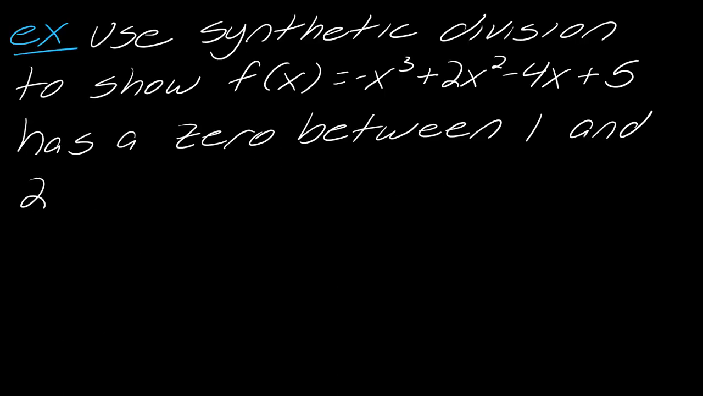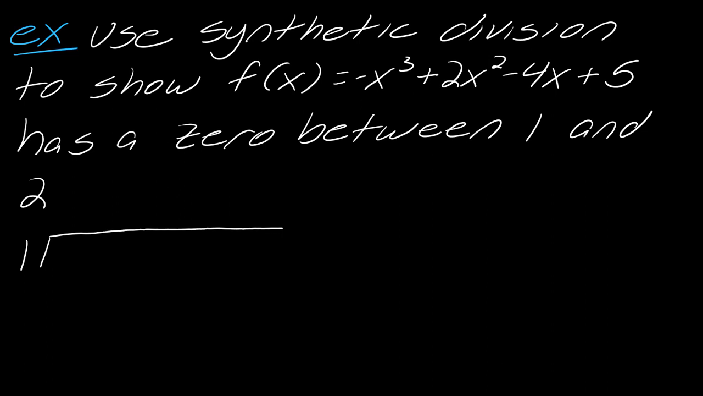Okay, so there are some pretty standard exercises that come up to try to understand this. Use synthetic division to show that this polynomial has a zero between 1 and 2. So if we have to use synthetic division, we're going to basically do it twice. The first time using 1 and the second time using 2. So let's set this up.